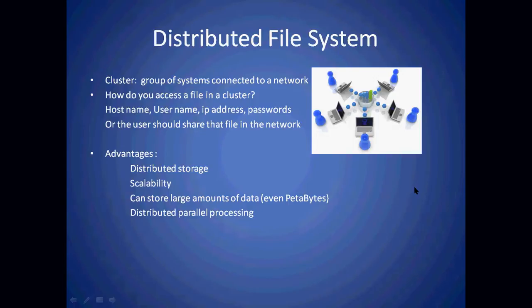Scalability means you can keep on adding. Suppose there are 5 systems in the network. What will you say? There are only 5 systems. If you add 5 more, now you will say there are 10 systems in the network. Scalability means increasing. You can add. It is a property like that.